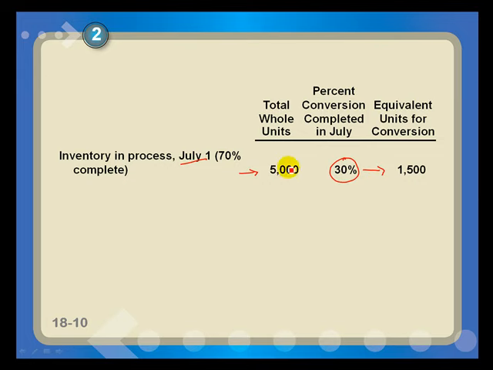And when you do it this way, it begins to make more sense why we deal with equivalent units. Because on paper, it looks like we worked on 5,000 units if we were just measuring whole units. And we really did the work on about what would have been 1,500 units because we only did 30% of the work to complete these.